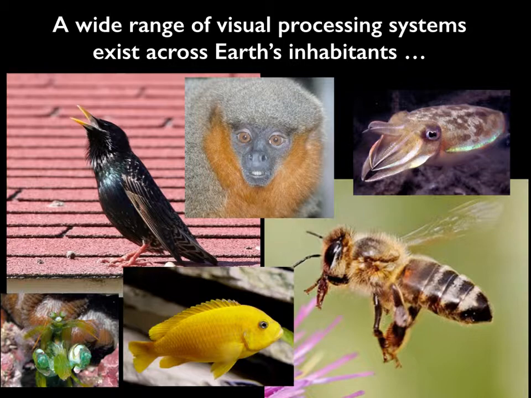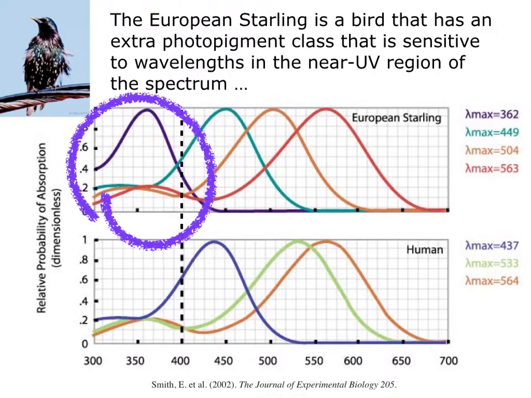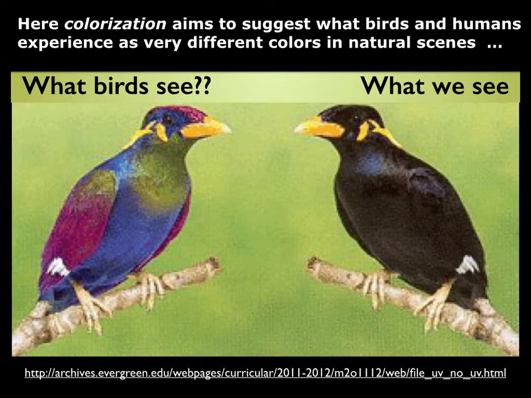A wide range of visual processing systems exist across the Earth's inhabitants, and there are many cases of tetrachromacy present in nature. One example is shown here with the European starling. The European starling is a bird that has an extra photopigment class that is sensitive to the wavelengths in the near UV region of the spectrum, outside the visible range of humans. Having this extra photopigment class allows these birds to have an extra dimension of color experience that humans don't have.